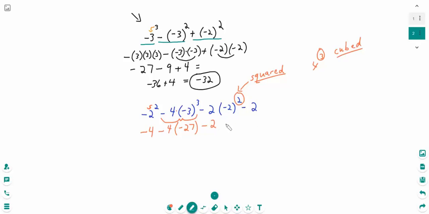Well, negative 2 times a negative 2 is a positive 4. I'm going to keep that in parentheses only because this is multiplication right here, and I want to remind myself that these two numbers still need to be multiplied by each other. And then I have this minus 2.